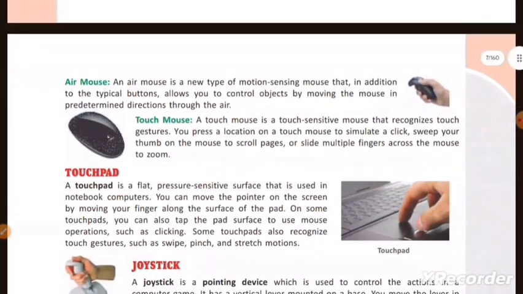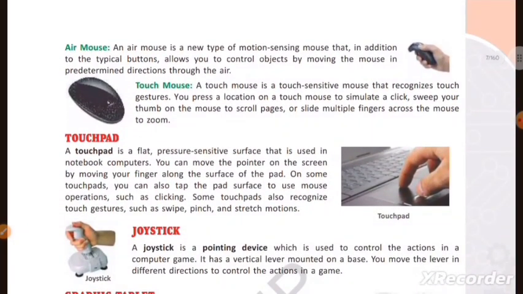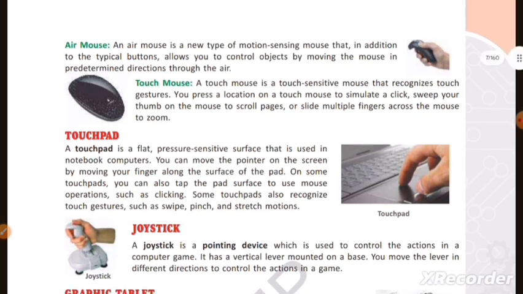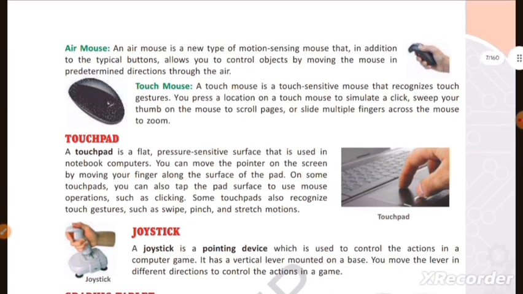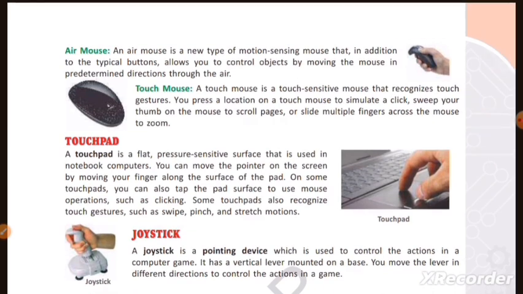The next one is air mouse. Air mouse is a new type of motion sensing mouse that, in addition to a typical button, allows you to control objects by moving the mouse in predetermined directions through the air. You might have seen a VR handset. It consists of these types of mouse, air mouse. This mouse detects the movement while moving it in the air.